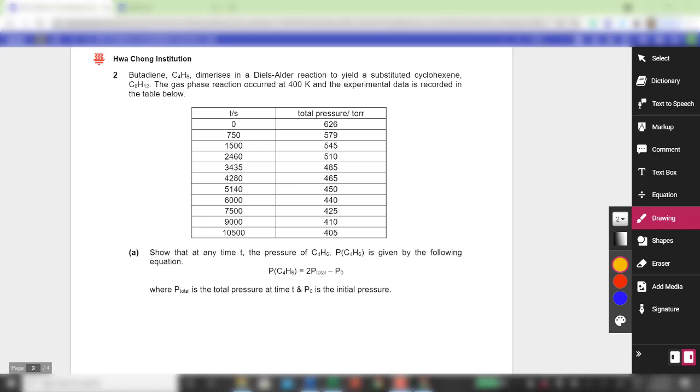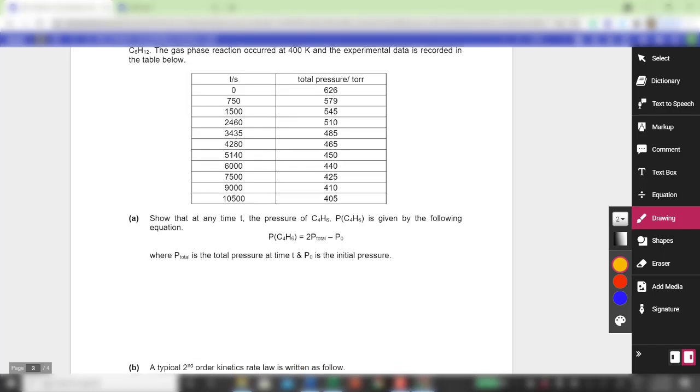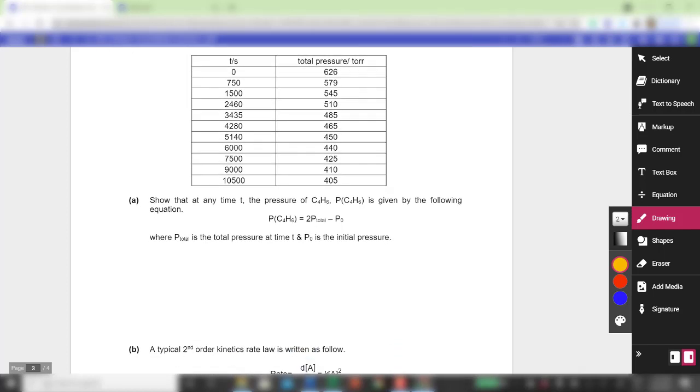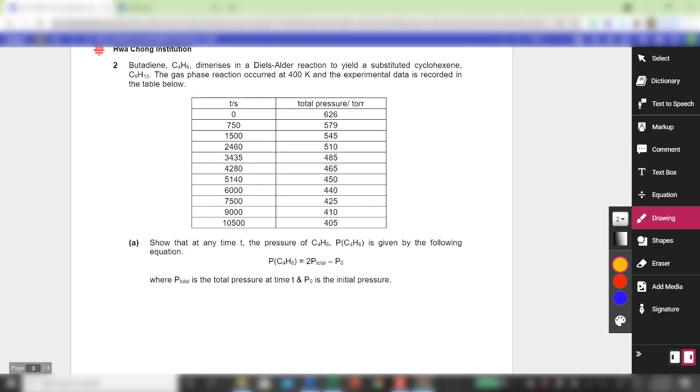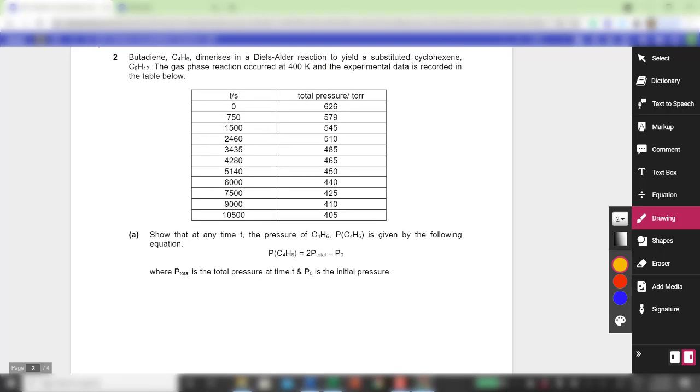So you're given this particular table. You have the time, from 0 to about 10,500 seconds, and then the total pressure in torr. Part A is quite unusual in that they ask you to show something, so it's a bit different. Maybe it's something you might want to take note of.